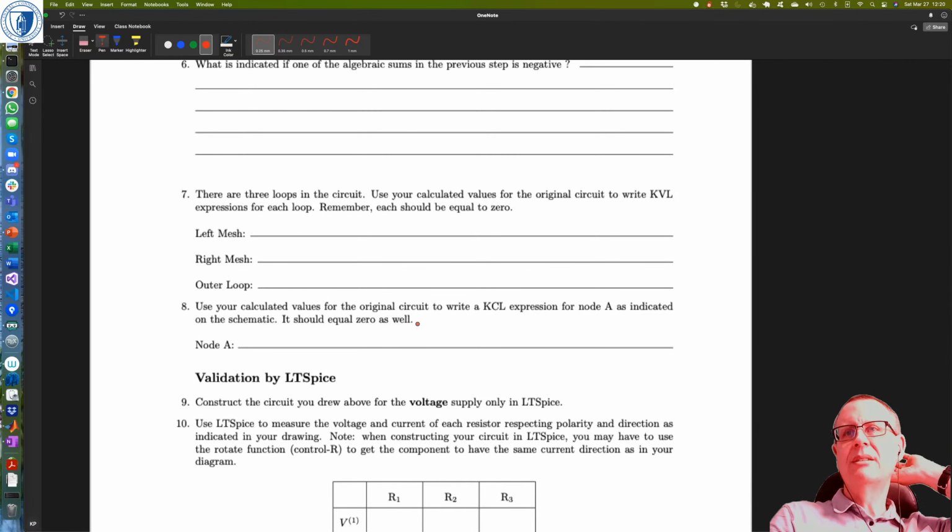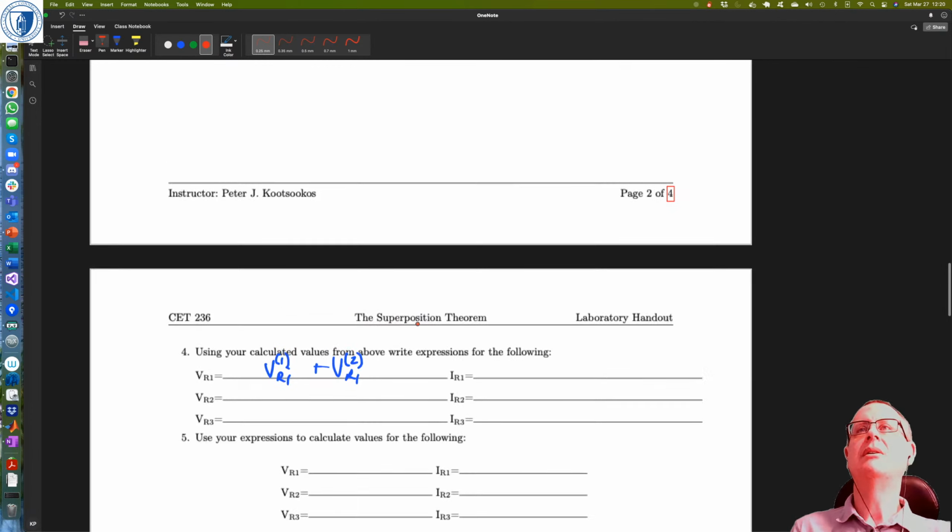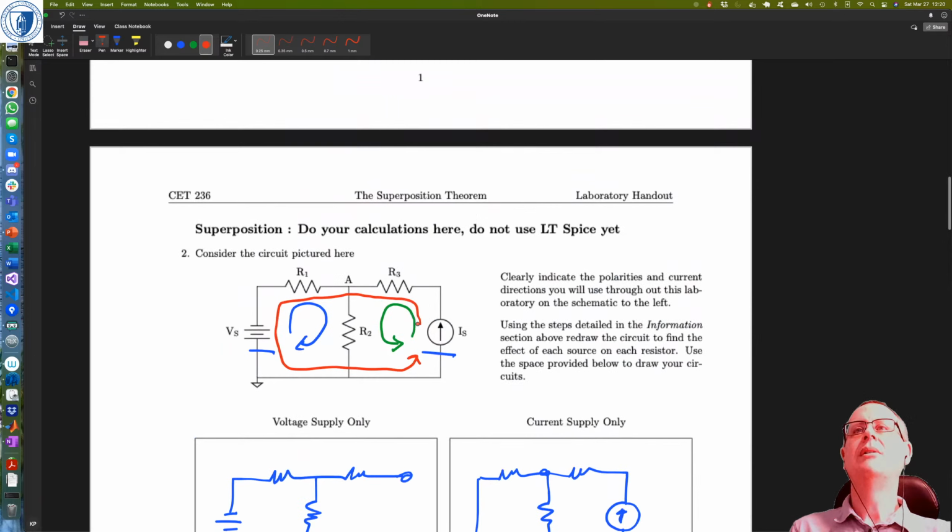Okay, use your calculated values for the original circuit to write a KCL expression for node A as indicated. So there's node A, and the aim is to just say what the currents flowing into node A are, and to make sure they're 0.